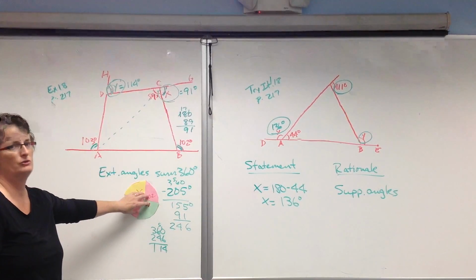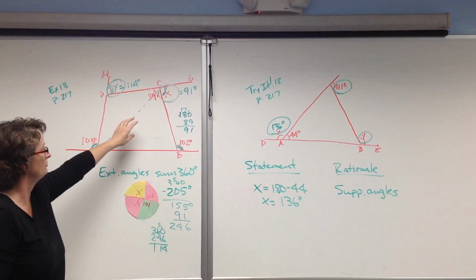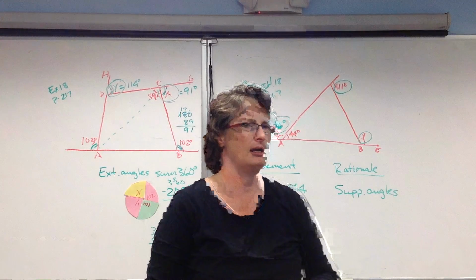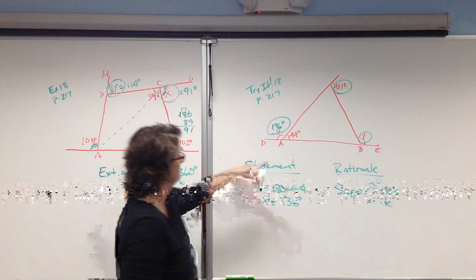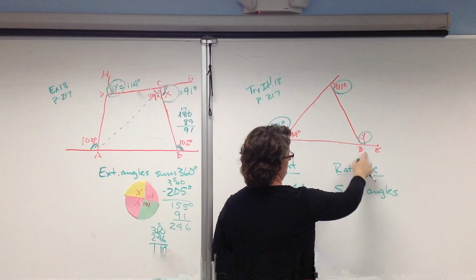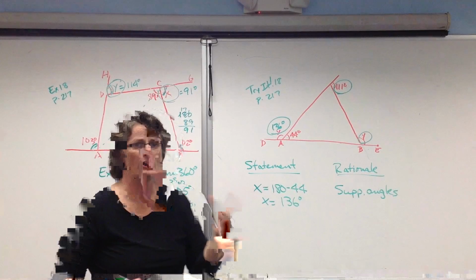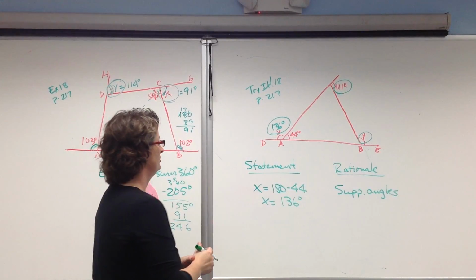angles equal 360 degrees. It doesn't make any difference whether it's a quadrilateral, a triangle, a hexagon, an octagon, 15. All of the angles on the outside add up to 360 degrees. And you can extend them. Okay. So let's use the exterior angle sum idea. And we know that they have to add up to 360 degrees.